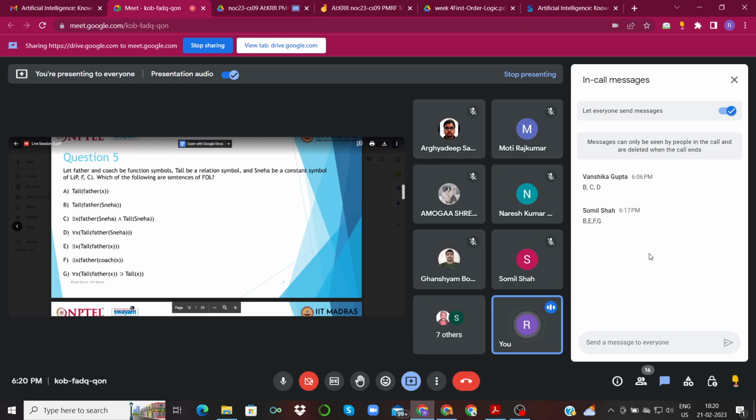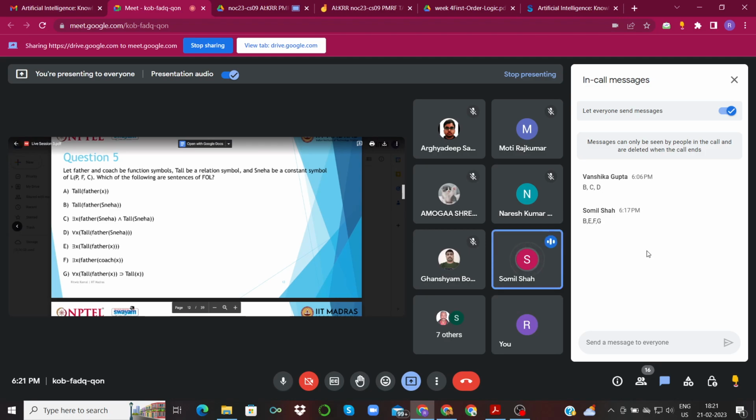Let's talk about option D now. Option D, for all x, tall father Sneha. This actually will be a sentence, because although we have a universal quantifier there, x is not really appearing anywhere in the formula. So we are not concerned with x being free or bound in this particular case. Do you agree with me?